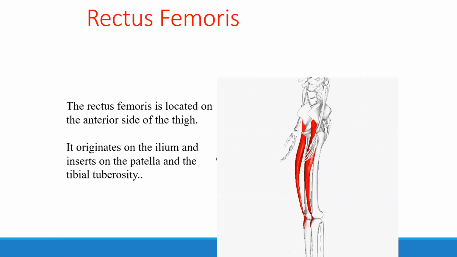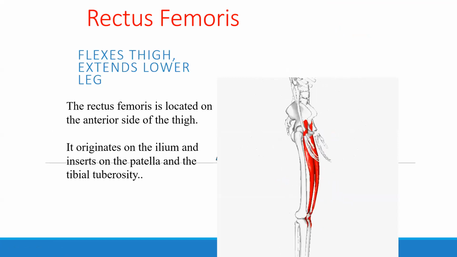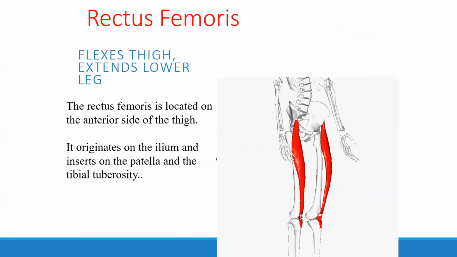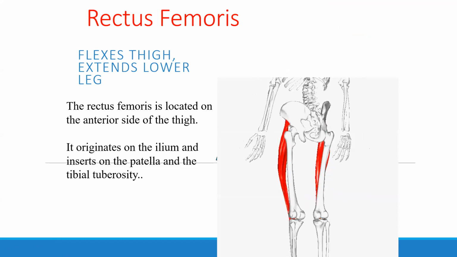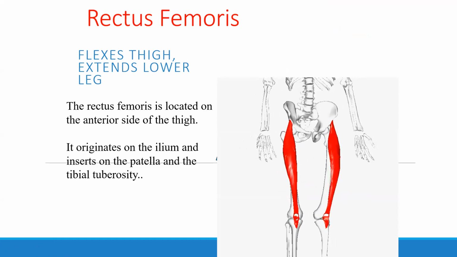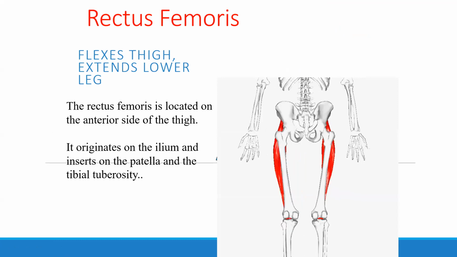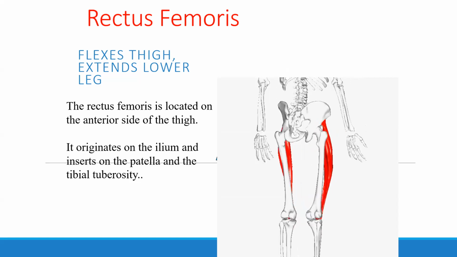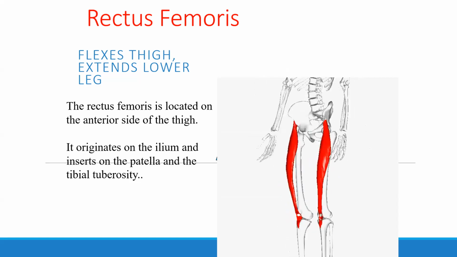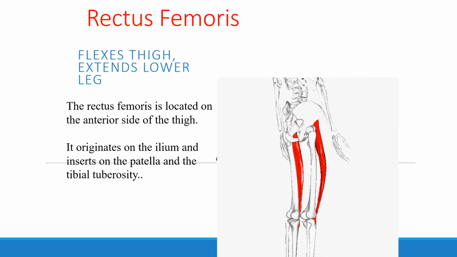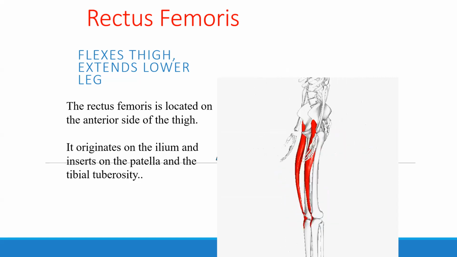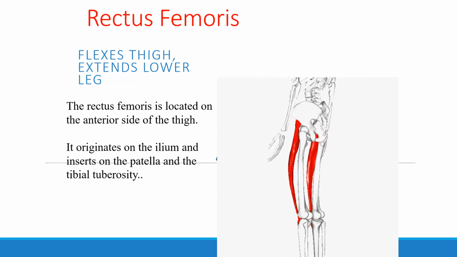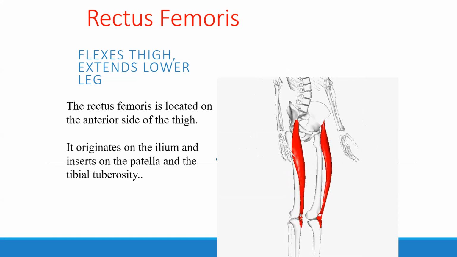Their action is to flex the thigh. So the thigh will bend. We bend the thigh. The other action is to extend the lower leg. So we flex the thigh at the knee, and we extend the lower leg like we're kicking out, like we're kicking a football. We're kicking out in some way. That is extending the lower leg. That's what the rectus femoris and the other three quadricep muscles do. The quadricep muscles allow us to flex our thigh and extend the lower leg, like we're kicking a football out.